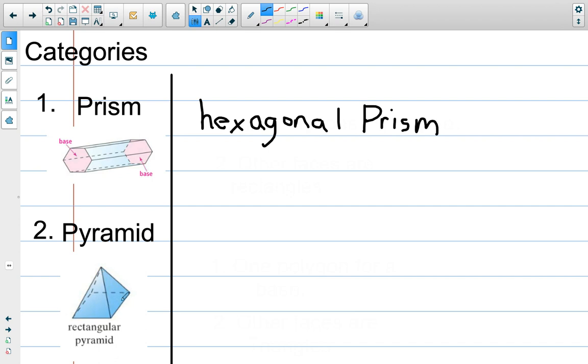Pyramids, on the other hand, also have a base, but they only have one base. And the base can be a number of shapes. This one is a rectangle, and look, the word's already there, so I don't have to write it. But the side faces are all triangles. That's how they come to a point. And so pyramids are named again after their base. This one has a rectangle for the base, so it'd be a rectangular pyramid. You could have a pentagon for the base and call it a pentagonal pyramid. Any of those work.